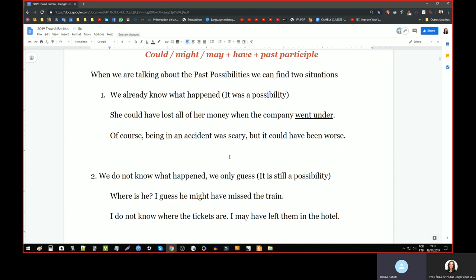The second: of course, being in an accident was scary, but it could have been worse. In that case, I am just saying that it was a possibility to be worse. So what shows us in these two sentences that we already know what happened? Here, for example, what is the piece of information that we know? Because the company went under, exactly. In the past. So this happened for sure. And this is the possibility: she could have lost all her money.